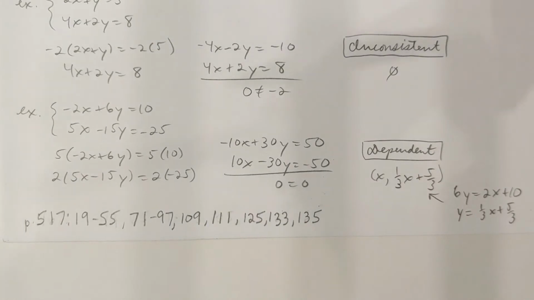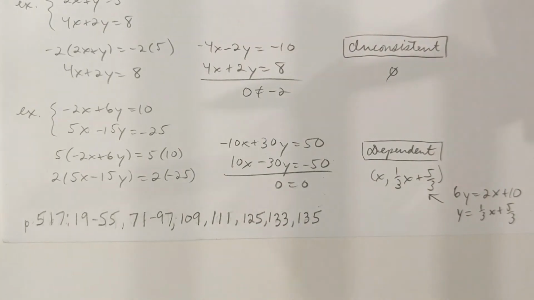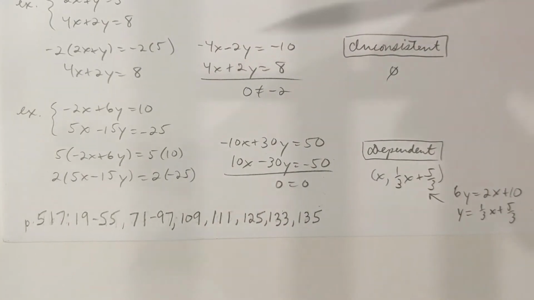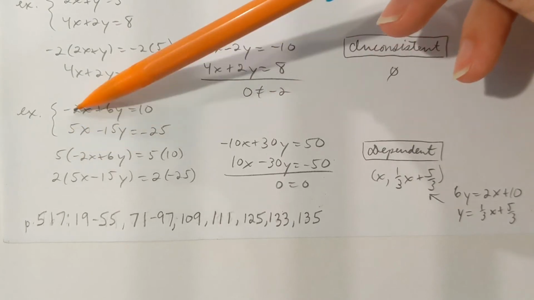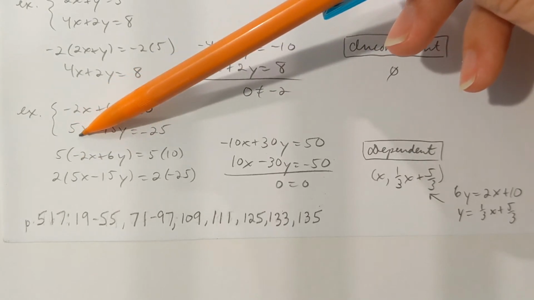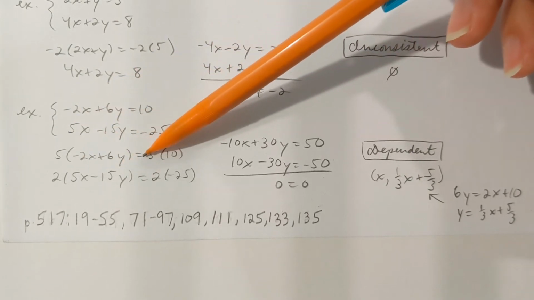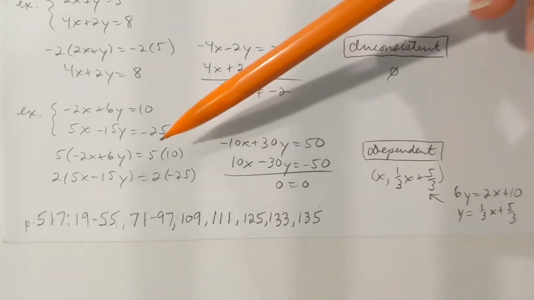Okay, and here's another one. Again, we're using the elimination method. We'll eliminate x. So to eliminate x, multiply the top equation by 5 and the bottom equation by 2. So then here's what I got when I simplify both of those.